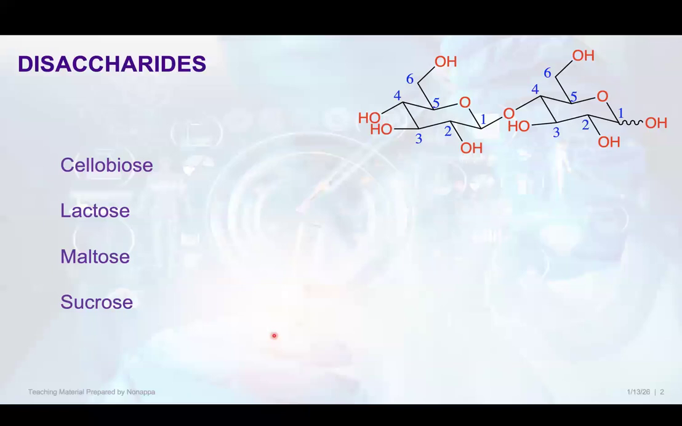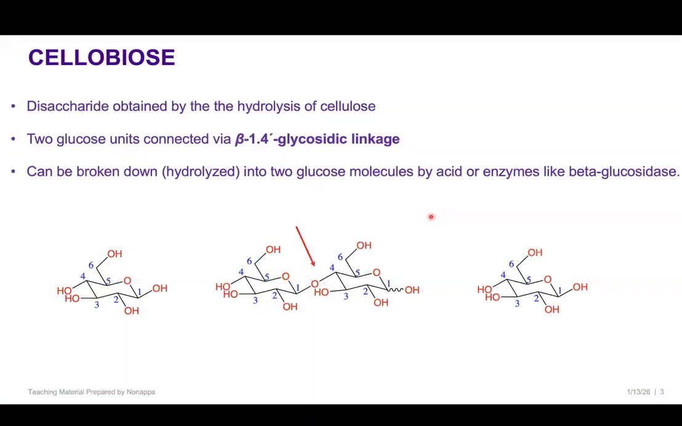Disaccharides are carbohydrates which have two monomer sugar units linked covalently through a glycosidic linkage. We will look at some examples such as cellobiose, lactose, maltose, and sucrose.